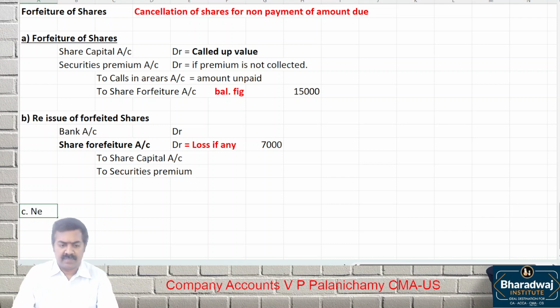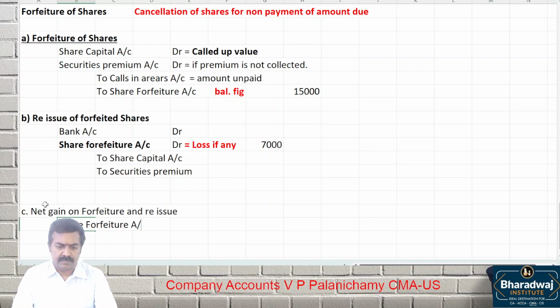See, the net gain on forfeiture and reissue will be transferred to capital reserve account. It will be transferred to which account? Capital reserve account.